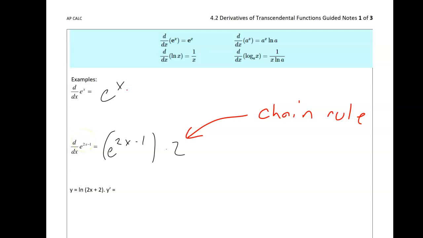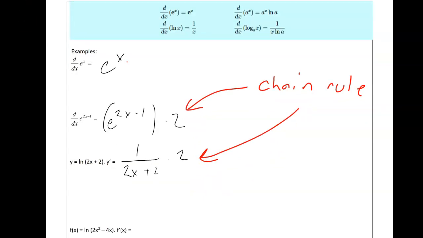Same thing here with natural log. So natural log, the rule for derivatives is here. It says natural log of x has a derivative of 1 over x. What we're going to do here then, for y prime, my derivative is going to be 1 over the inside, 2x plus 2, times the derivative of 2x plus 2, which is just 2. So again, that's by chain rule. And we could simplify that a little bit if we wanted to. We could say 2 over 2x plus 2 is my derivative.